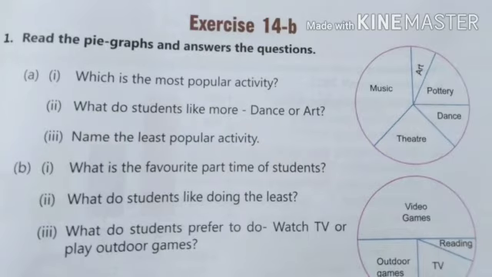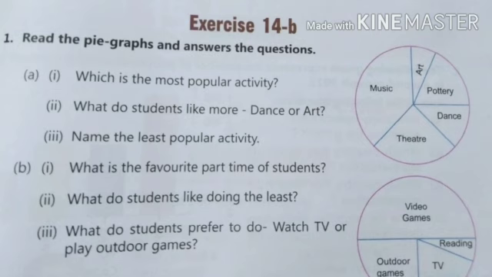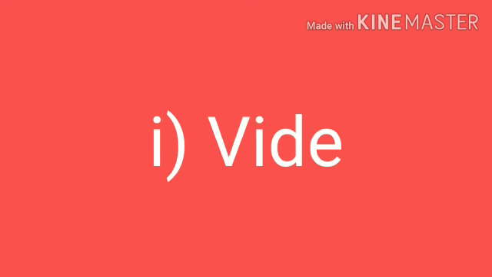Now, next question is, name the least popular activity. Right. The right answer is art. Now, let us move on to next question. Question number B, subpart 1. What is the favorite pastime of students? Right. The correct answer is video games.